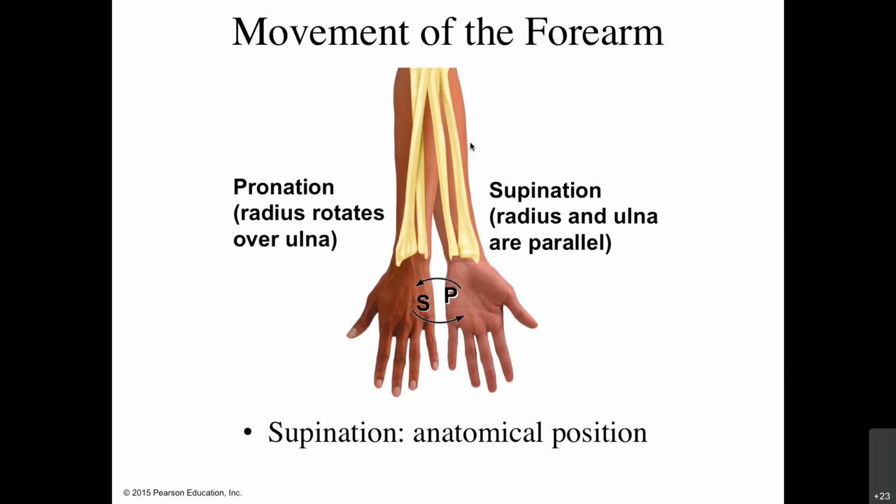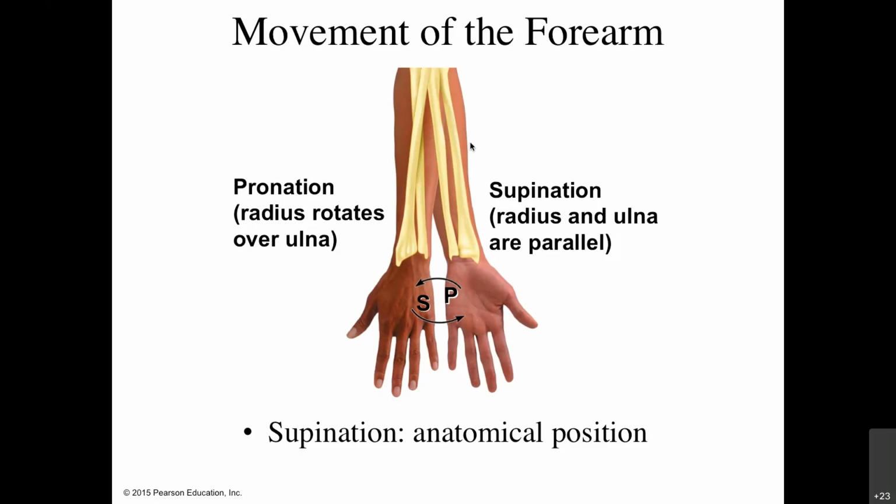We give special names to these positions. Supination is the name we give when your arms are in anatomical position. Pronation is when they're rotated. I like to imagine supination as holding a little cup of soup, and pronation as pouring the soup out. Supination, hold the soup. Pronation, pour the soup out. That will help you remember supination is when the bones are parallel to each other, and pronation is when they're rotated. Everyone, supinate your arms, pronate.